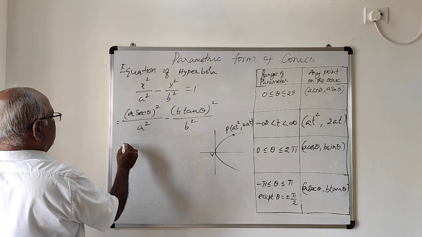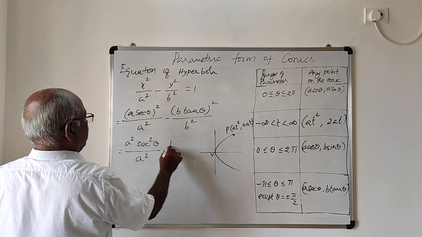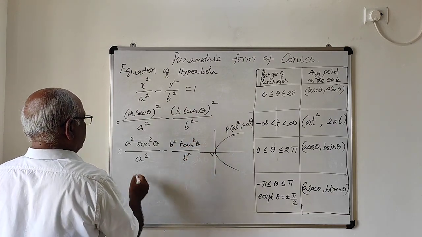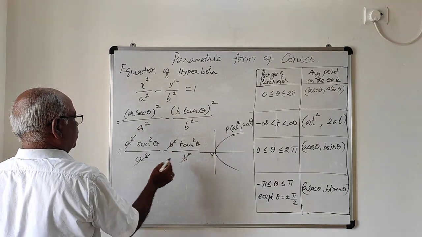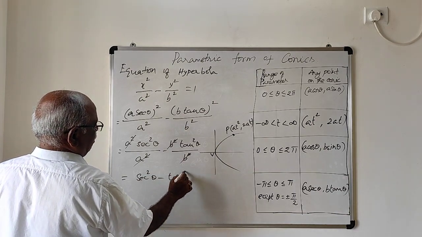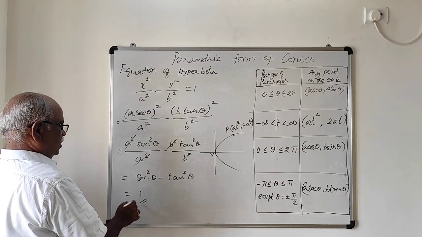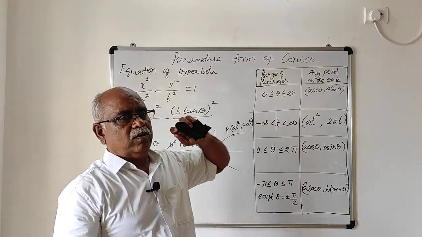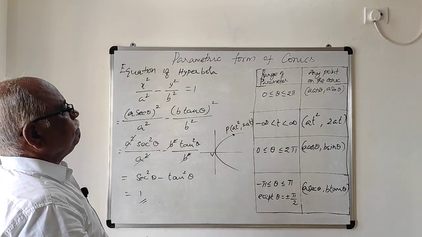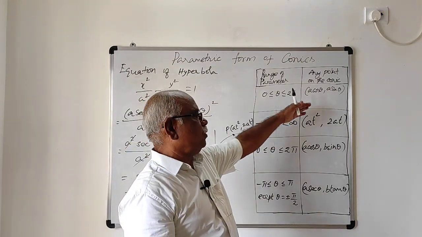This is equal to a square secant square theta by a square minus b square tan square theta by b square. The a square and b square cancel in numerator and denominator. You will get secant square theta minus tan square theta, which by trigonometry is 1. Therefore, that equation is also satisfied by the parameters of the hyperbola. That's all, we have to check like that. These are the parametric equations for the respective conics.